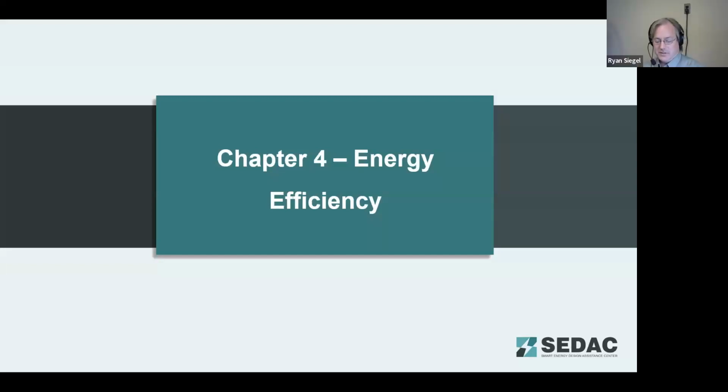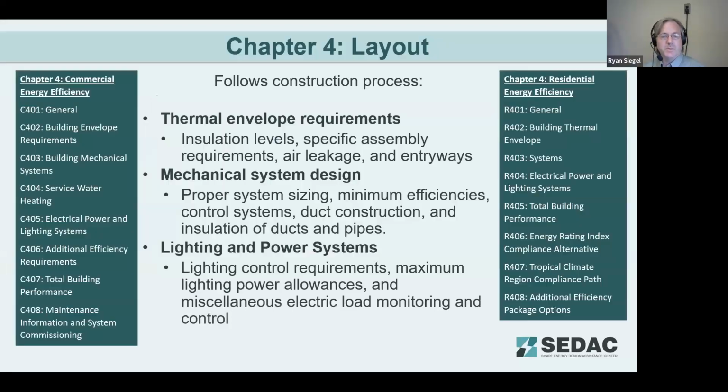All right. So Chapter 4, this is where most people are going to be familiar with as far as the actual requirements. So first mentioning about the layout. You'll see commercial is on the left-hand side of the screen, residential is on the right-hand side. We still go in the same order, building envelope, then the mechanical, service water heating. So service water heating and mechanical are combined in residential systems. Then we do lighting and power.